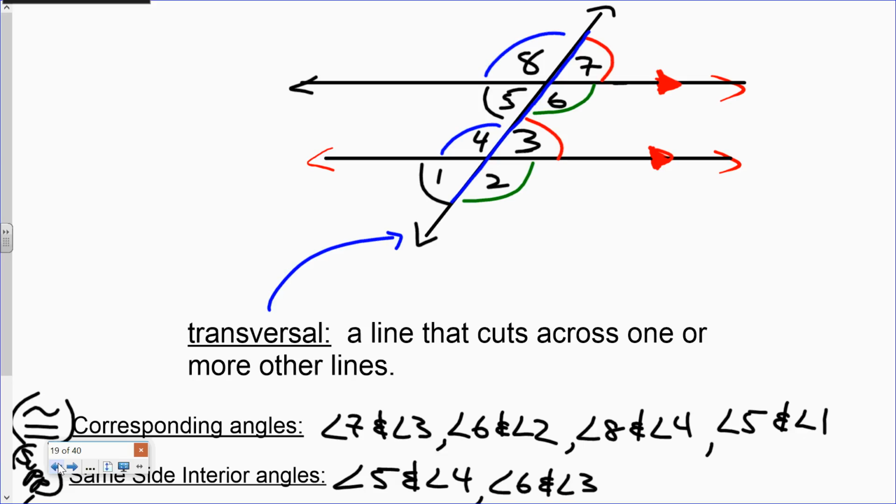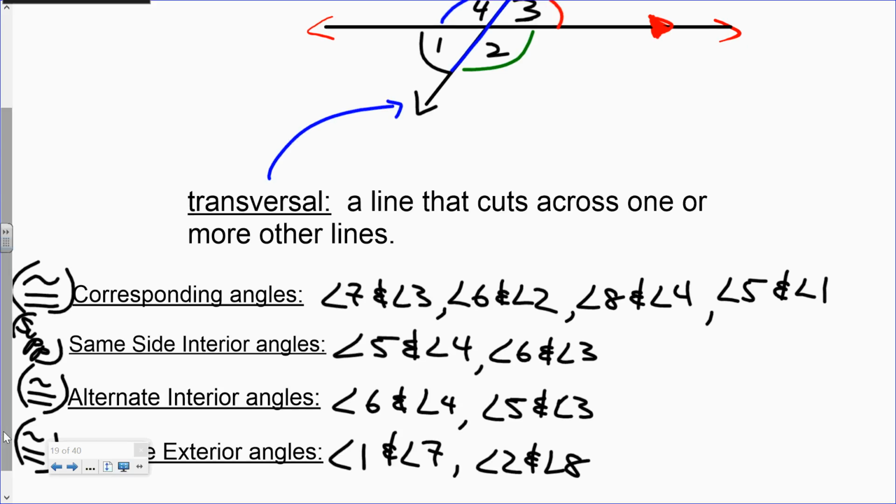And if we look at our notes, same side interior angles are what? They're supplementary. What does supplementary mean again? Anybody? Equal 180. Let's do it. There's our equation.